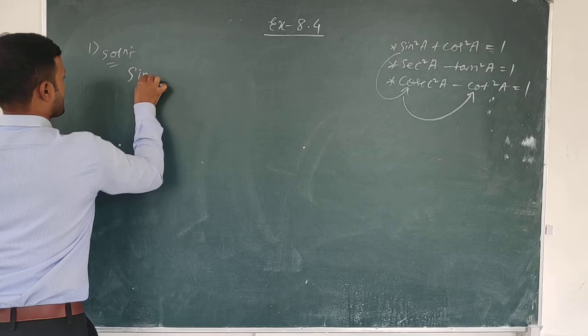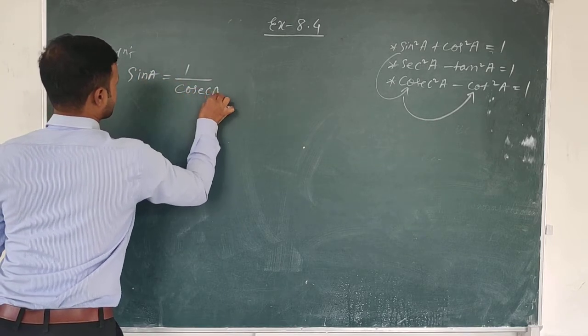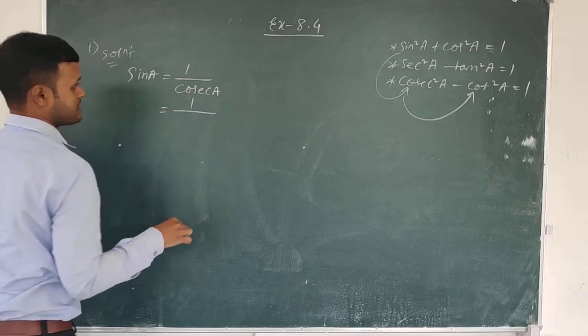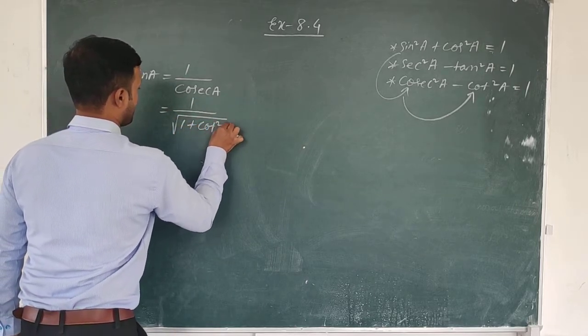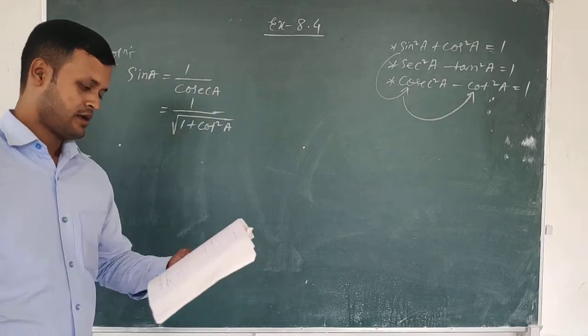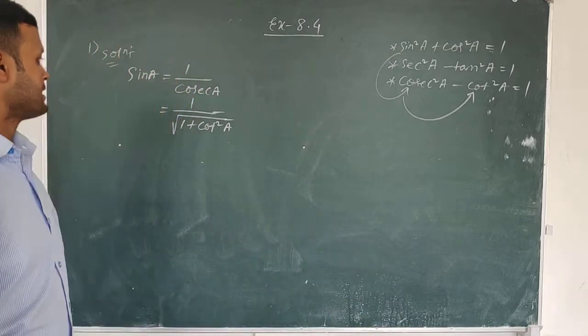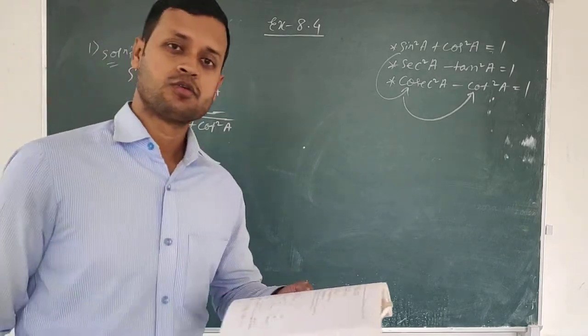So sin A is equal to 1 by cosec A. And in case of cosec A, what can I write? Root over 1 plus cot square A. Okay? And sec A to cot A, isn't it? Sec A to cot A we need to go.